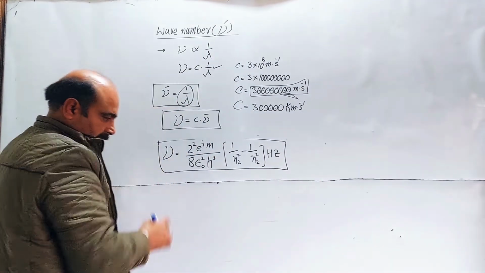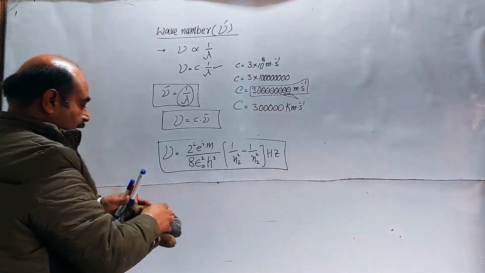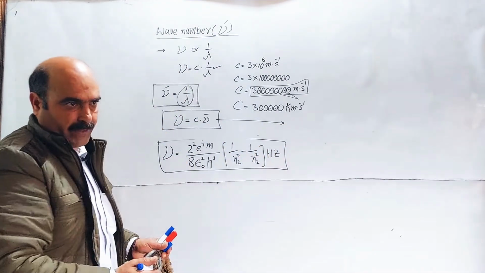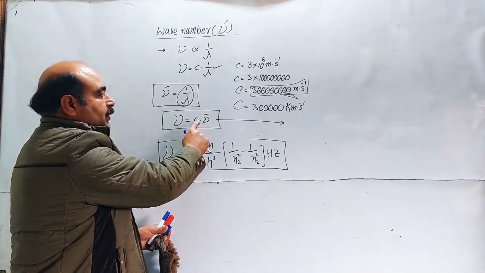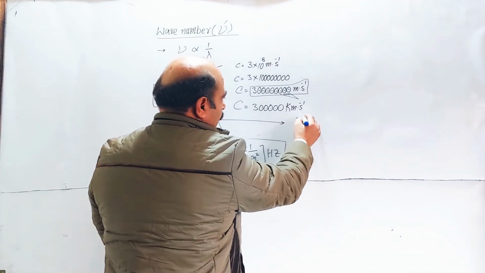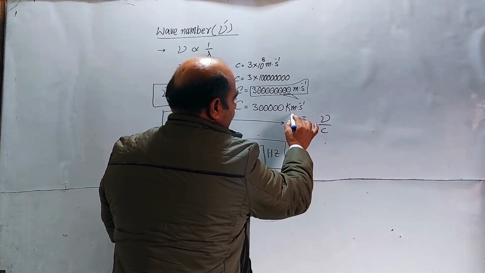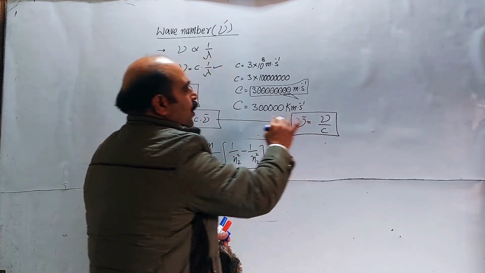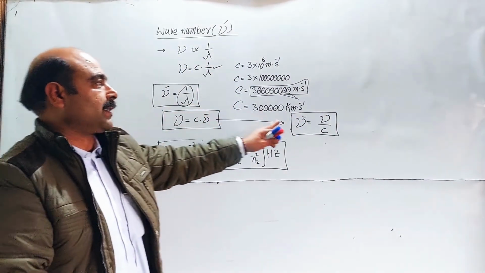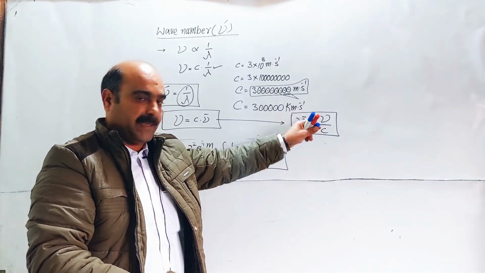Students, from this equation we can calculate wave number. Wave number is on the right side, multiplied by the speed of light. Dividing by C on the left side, wave number is equal to frequency divided by C. This equation is used to calculate the wave number of the emitted radiation. So students, remember that wave number can be calculated by using this relation.